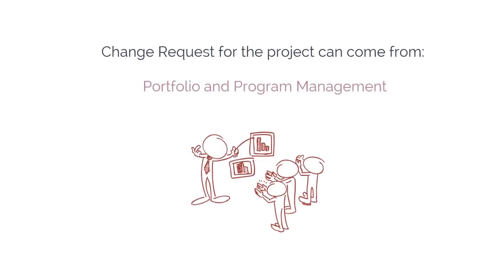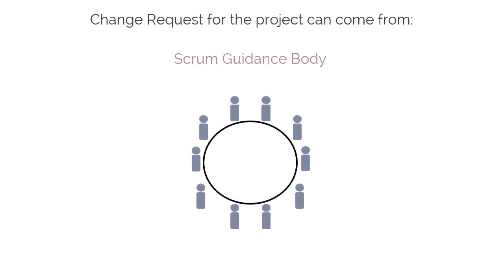Because of changes in the strategic direction of the company, competitive landscape, funding-related issues, and so forth, the portfolio and program management can recommend changes that affect the project. Due to change in government regulations, lessons learned from previous projects, or some corporate directives for quality and security, the Scrum guidance body may submit change requests that affect all projects. These are the sources of change requests in a project.